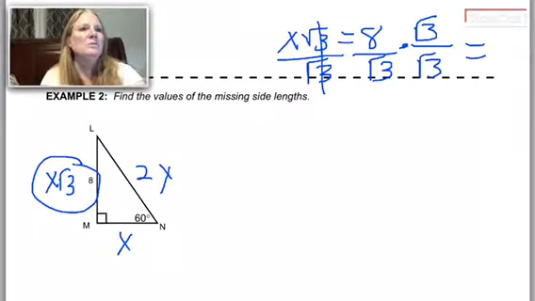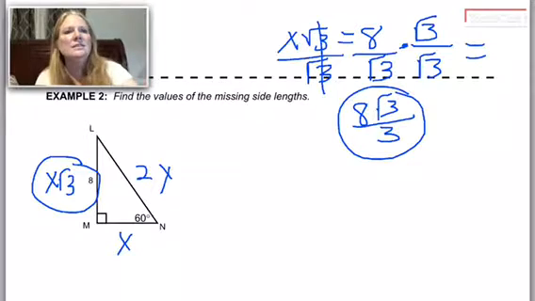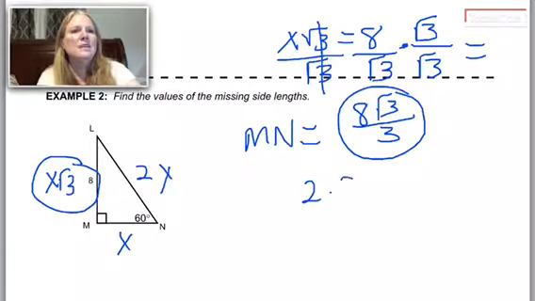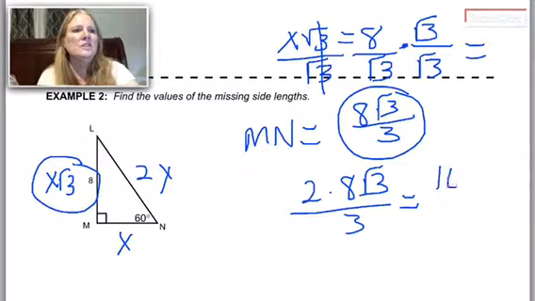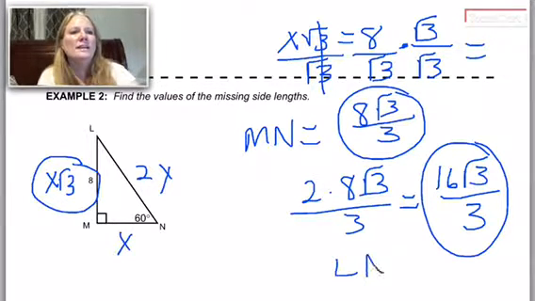In the top, we simply get 8 times the square root of 3, and in the bottom, we get 3. So x is equal to 8 square root of 3 divided by 3. So that is the length of MN. Okay, so LN is 2 times that. So 2 times 8 square root of 3 over 3 is just 16 square root of 3 over 3. And that cannot be simplified. So that is your answer for LN or NL.